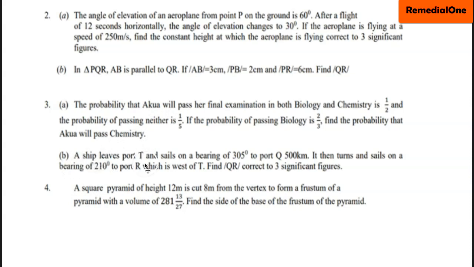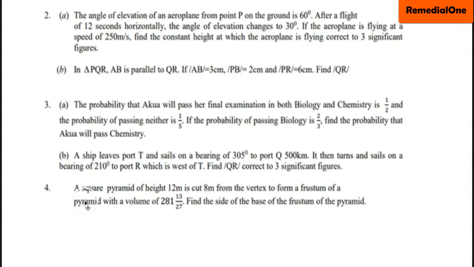A ship leaves port T and sails on a bearing of 305 degrees to Port Q, 500 kilometers. It then turns and sails on a bearing of 210 degrees to Port R, which is west of T. Find the length QR, correct to 3 significant figures.